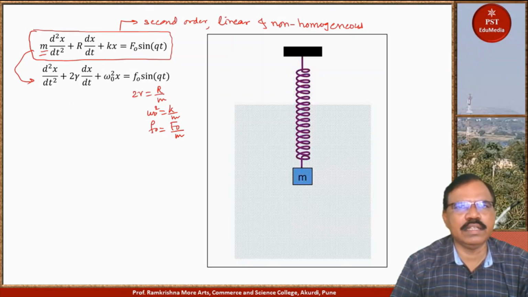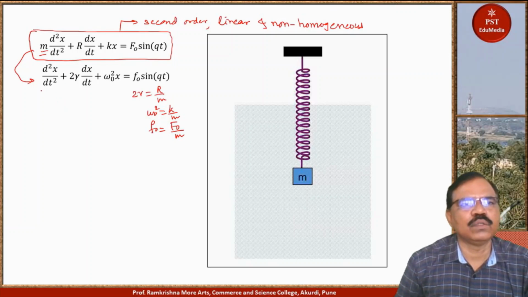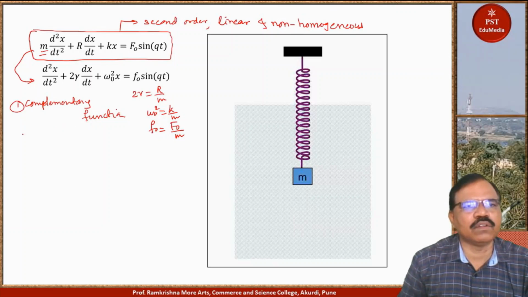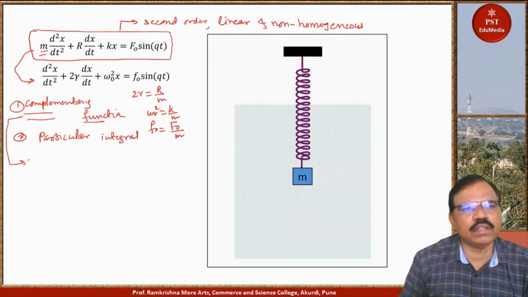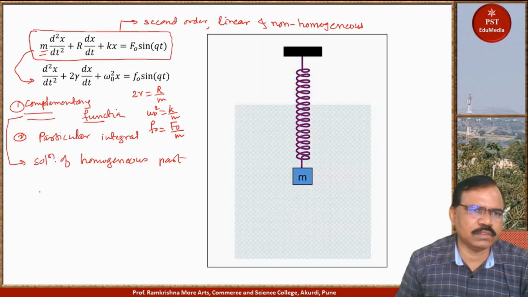Now this is a second order linear and non-homogeneous differential equation. This differential equation has two solutions. One is called the complementary function, and the second one is called the particular integral. Now what is the complementary function? This complementary function is the solution of the homogeneous part. Solution of the homogeneous part means the homogeneous part is what?